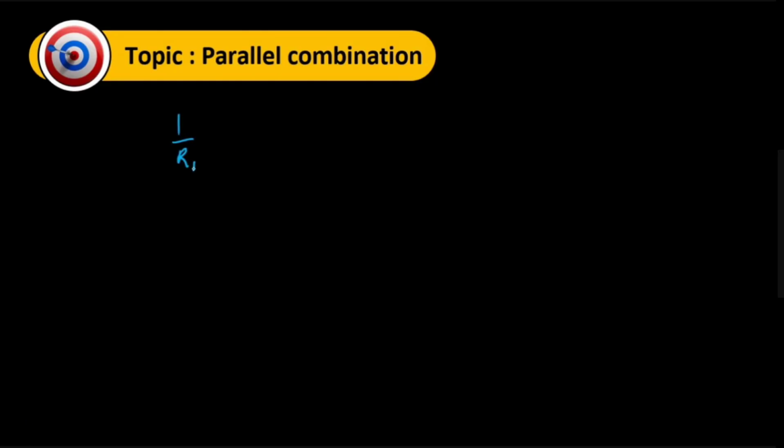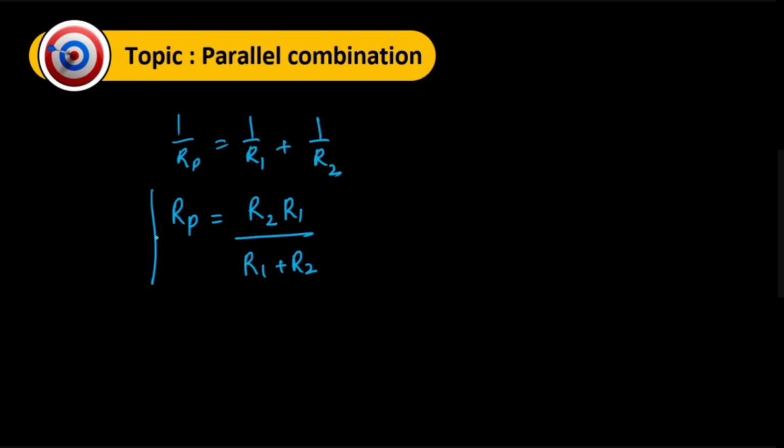Then came the parallel combination, and remember the relation: 1 upon Rp is nothing but 1 upon R1 plus 1 upon R2. And Rp, or you can say resistance in parallel combination, is the product of resistances upon the sum.